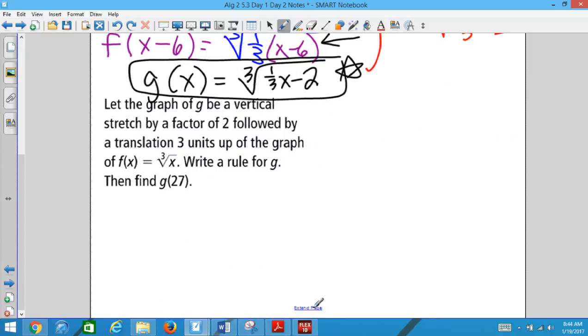Let the graph of g be a vertical stretch by a factor of 2, followed by a translation 3 units up of the graph of f. Write the rule for g. Then find g of 27. So how are we going to start?